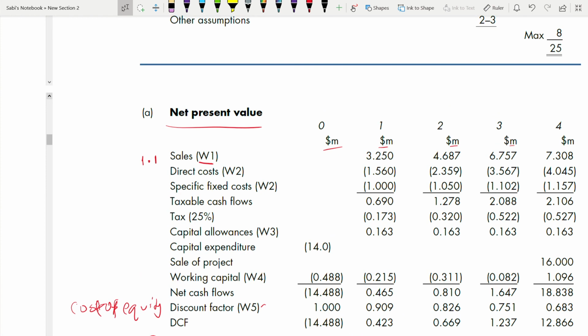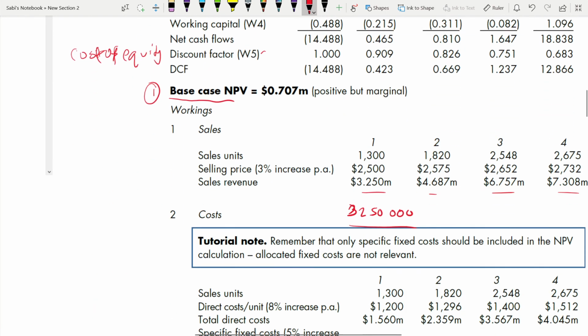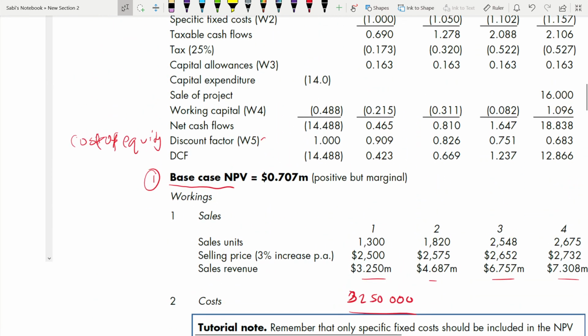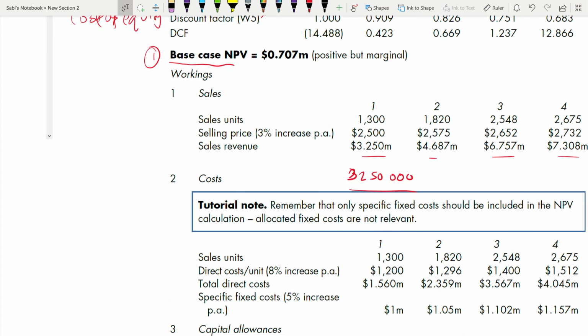Okay. Now coming to the second. I will write it as 1.2, direct cost. And it's working 2. If you see, there's a working for that also. Okay, so let's go to working 2. This is how you should be able to go to the working directly and find that answer. Your referencing should be very clear. Okay, just W1, W2 is enough. You don't have to write anything in front of the sales.